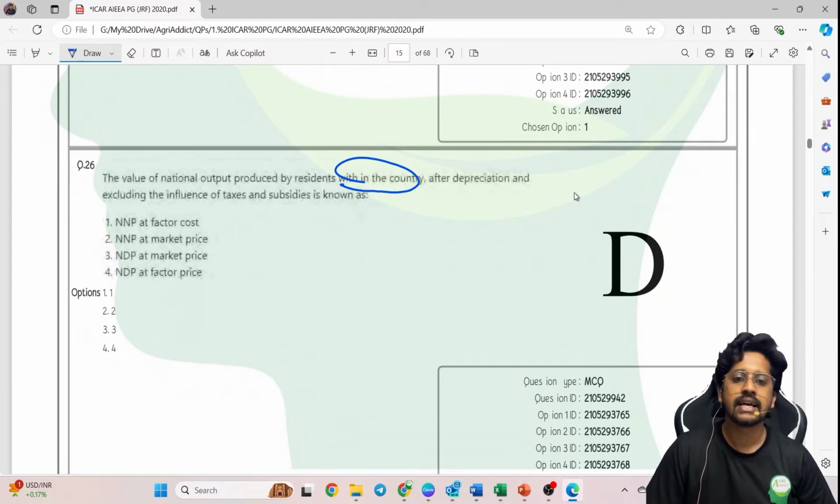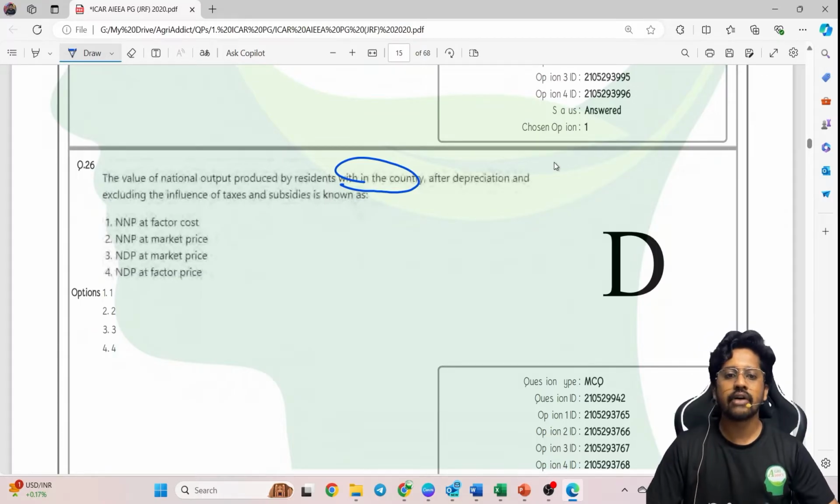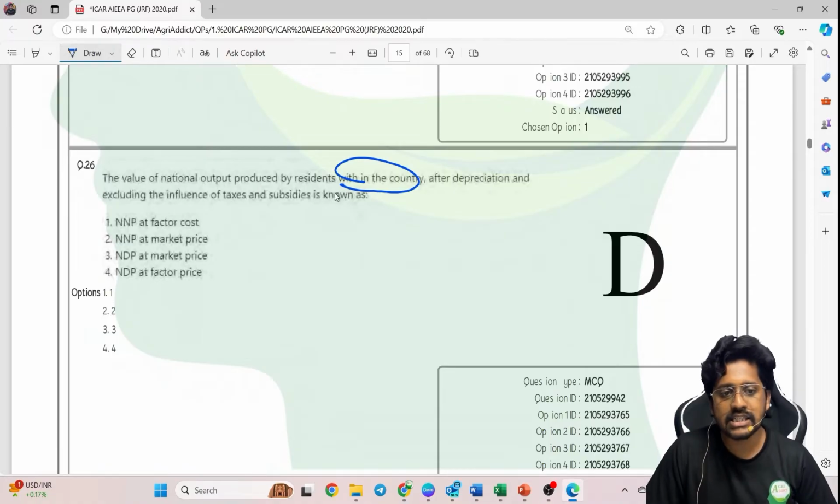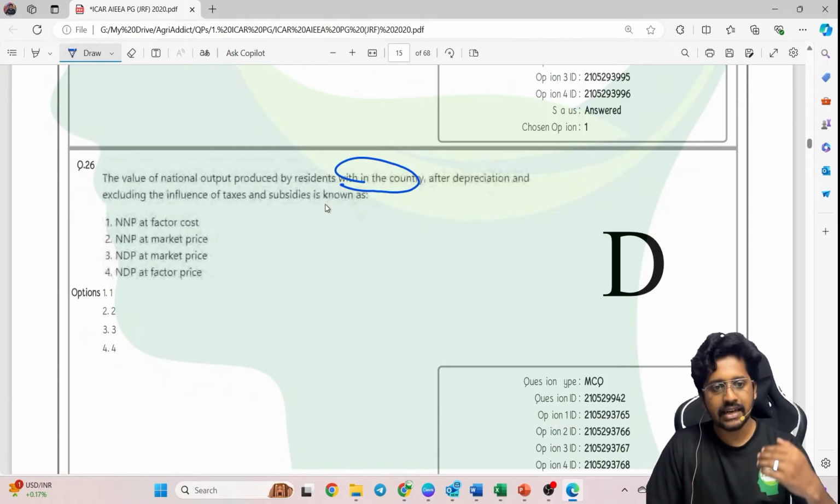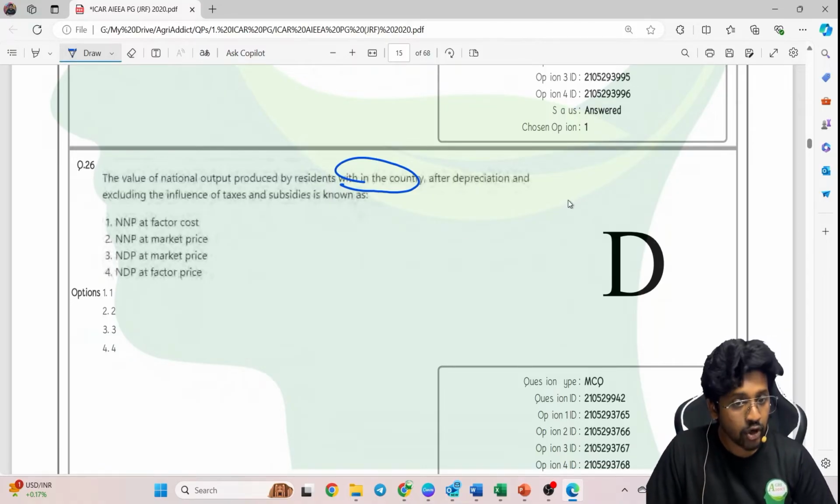So obviously the first objective that we have to decide from this question is whether it is a national product or domestic product. As it is mentioned that the value of the national output is produced by the residents within the country, we can say that it is inside the domestic territory of the country. So therefore it will be a domestic product.